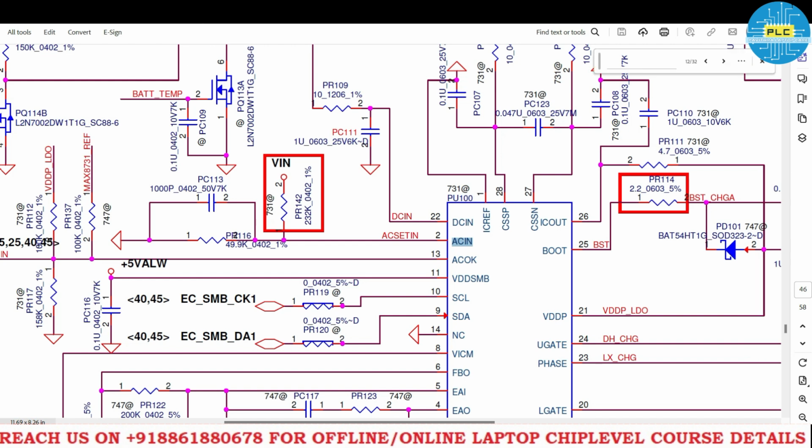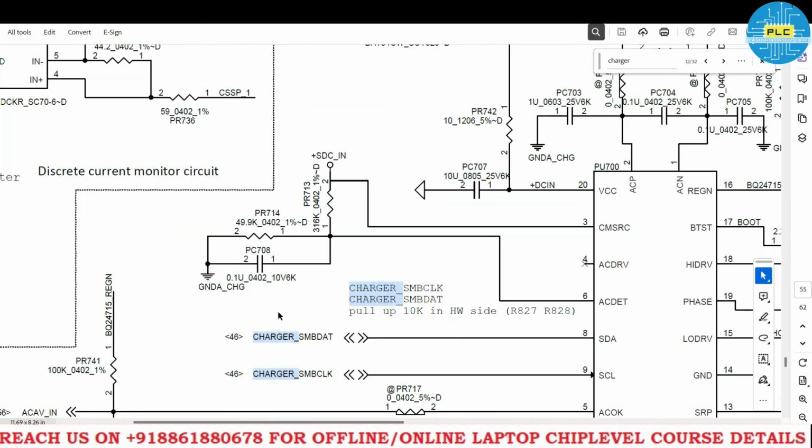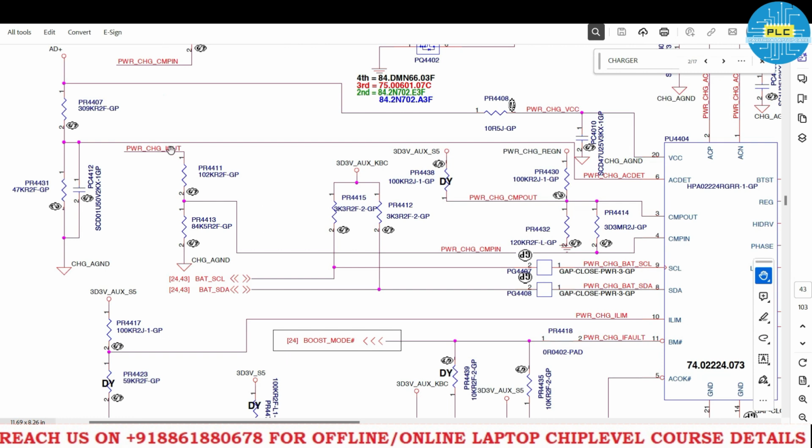Okay, I will take one more example. This is the Dell Latitude series. Here also see, R1 is greater than R2. R1 value is 316K and R2 value is 49.9K. Okay, one more, Dell Inspiron I will take. Here also see AC detect: R1 is 309K and R2 is 47.2K.